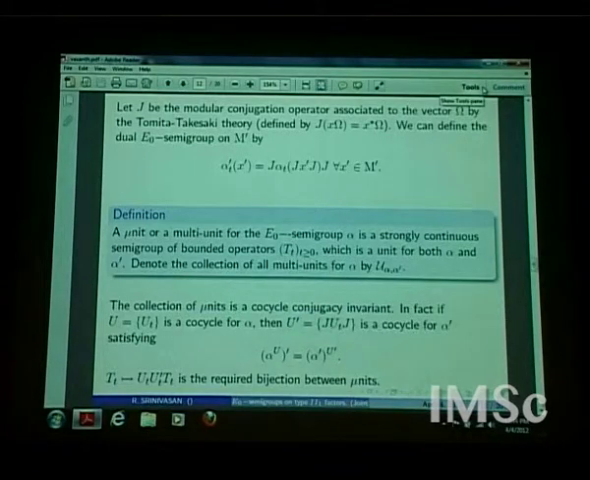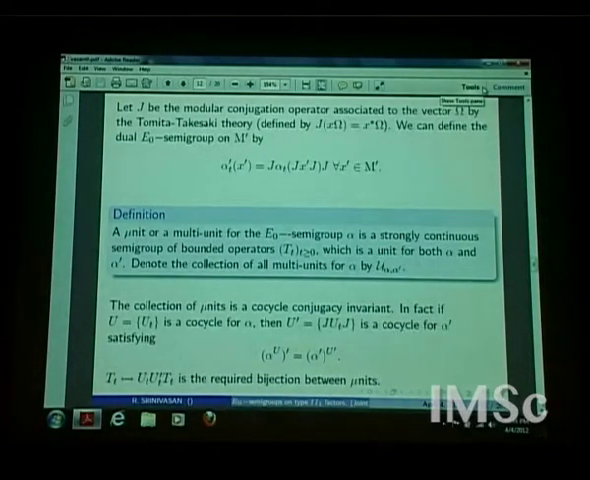So using that opposite isomorphism, I can define an alpha T prime on M prime, where M prime is the commutant of M. I define alpha T prime of X prime as follows: this X prime is in M prime, so J X prime J will bring it to M. I apply alpha T and then take it back to M prime. So this gives an opposite E0 semigroup, or complementary E0 semigroup, or dual E0 semigroup, whatever one wants to call it.